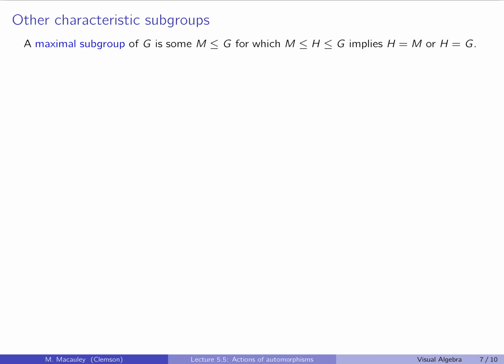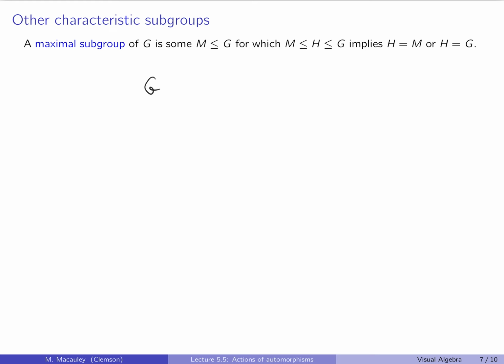A few slides ago, I introduced the notion of a characteristic subgroup. That is a subgroup that is invariant under all automorphisms. I mentioned that the center and the commutator subgroup were two examples for any group. I want to show you two more subgroups that are characteristic. Here, for the first one, I need to define the notion of a maximal subgroup of G. This is probably exactly what you think it is.